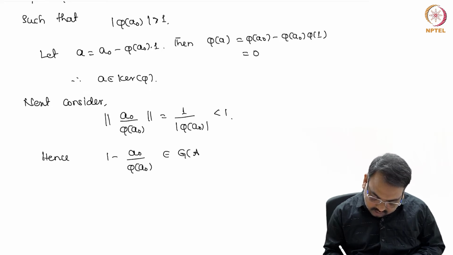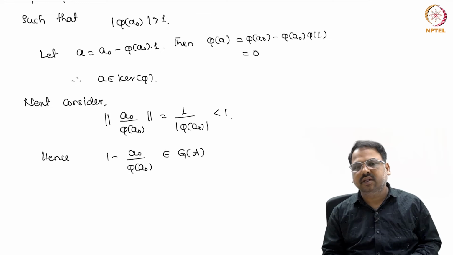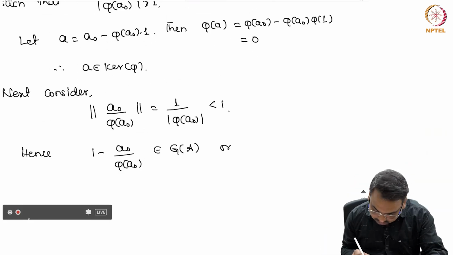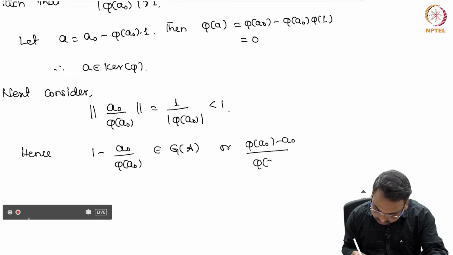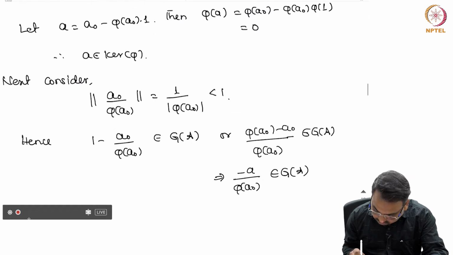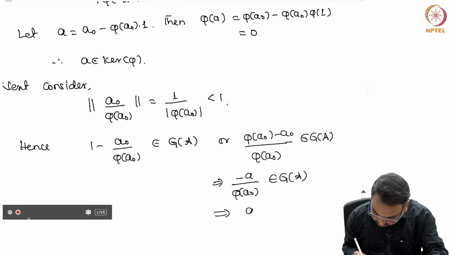Hence we can say that 1 minus a naught by phi of a naught is an element of G(A), that is, invertible, because we have shown that if norm of a is strictly less than 1, then 1 minus a is invertible. Or we can say that phi of a naught minus a naught by phi of a naught is in G(A). This implies that phi of a naught minus a naught is minus a, so minus a by phi of a naught is in G(A). So from this we can say that a is in G(A).